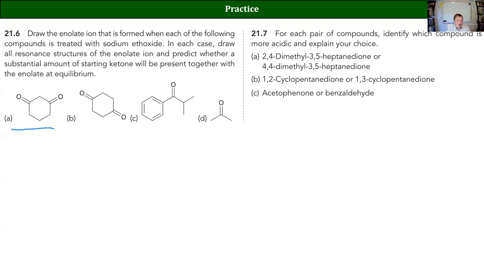So similar to what we were just talking about, the most acidic compound is one that's going to have the enolate most stabilized through resonance. So if we have 2,4-dimethyl-3,5-heptanedione, or 4,4-dimethyl-3,5-heptanedione.